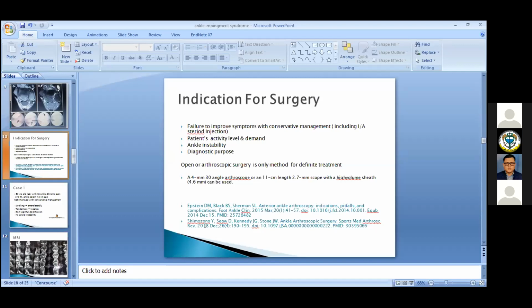So the indication for surgery, there is no strict and proper indication, but in many studies they say that if there is failure of improvement of symptoms with conservative management, including intra-articular steroid injection, or depending on the patient's activity level, a sports person or a young person, or they are demanding, then we can go for arthroscopic surgery. Also in ankle instability, surgery is a necessity, whether open or arthroscopic. And for diagnostic purposes, open is always used to make a diagnosis and for the treatment.